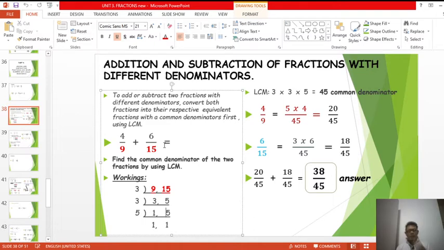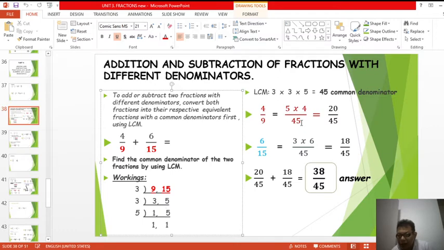Continuing, so start with the first fraction. So draw this line, the fraction line, and write down your new common denominator, which is 45, and draw this line and write down your common denominator 45. So this is how it goes. What you're going to do now is to divide.